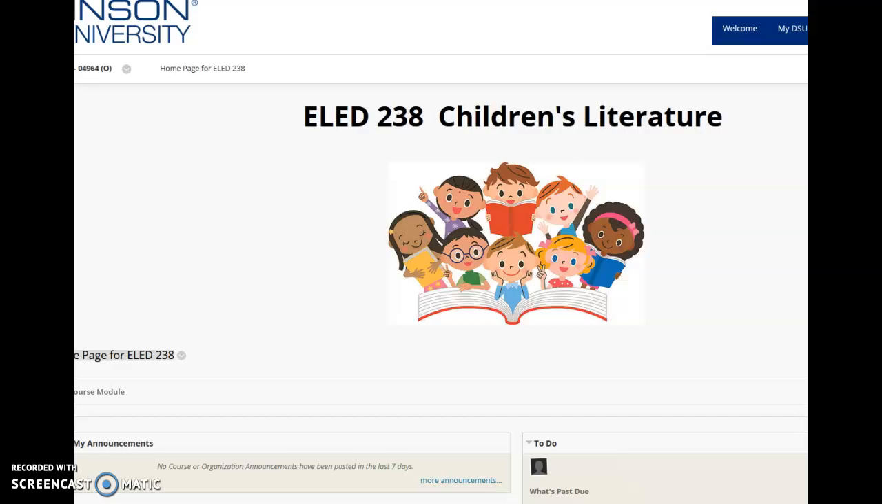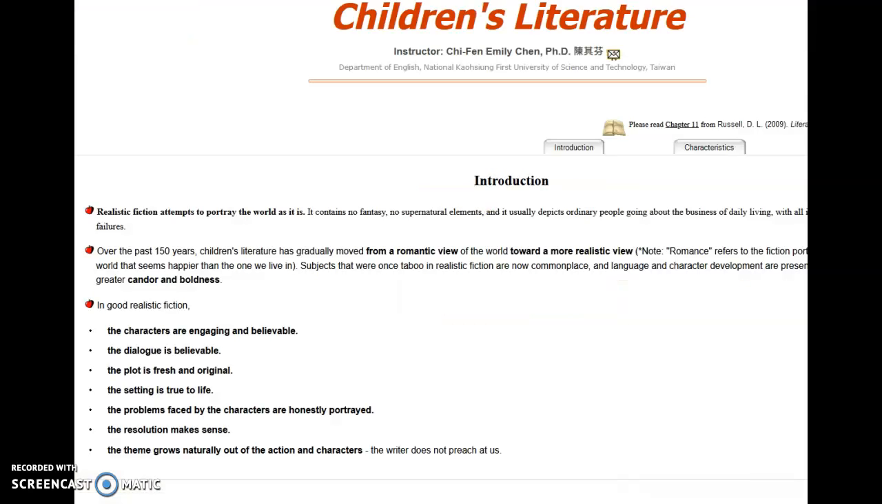So what I was talking about was realistic fiction. Stories like Harry Potter would not fall into this category, because realistic fiction are things that actually could have happened. So when we're getting into realistic fiction, I want you to think about our book, Because of Mr. Terupt, and see how you're feeling about that with that realistic fiction.